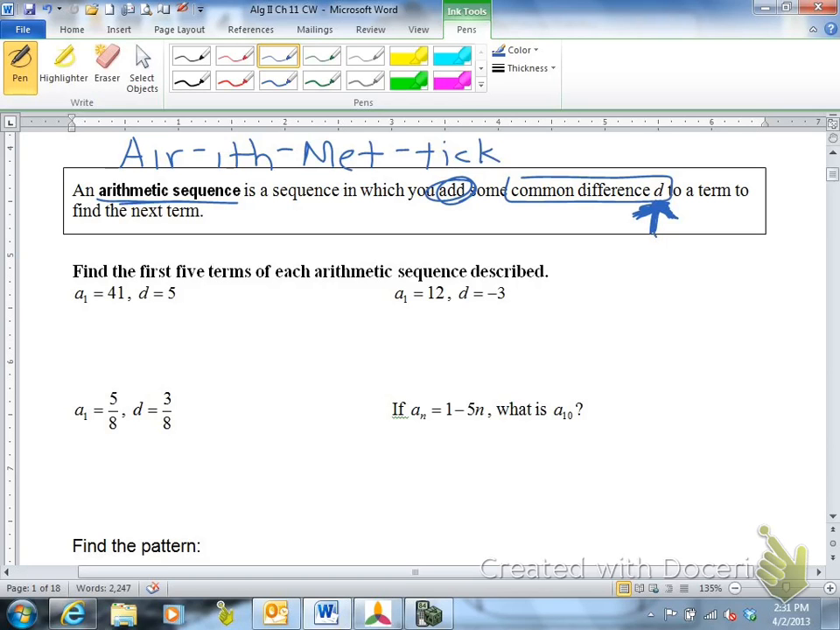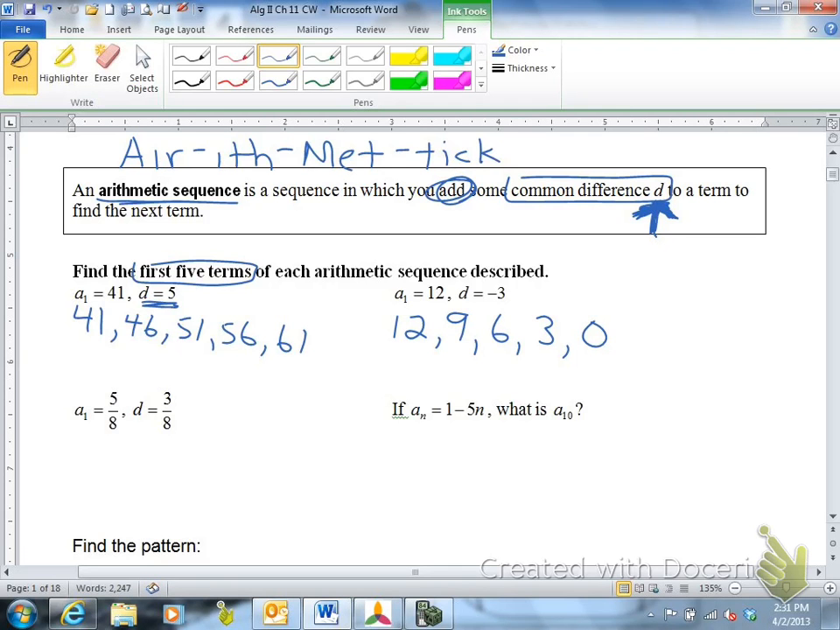Find the first five terms of the arithmetic sequence. The first one is 41. The difference is 5. That means you're going to be adding 5 every time to get to the next number. So you have 46, 51, 56, 61. And the next one you start at 12. And you're adding negative 3. So you'd have 12, 9, 6, 3, and 0. So adding a negative 3 every time. And that's all.